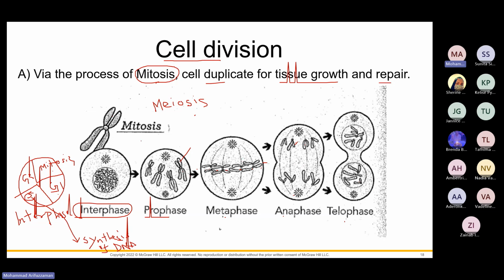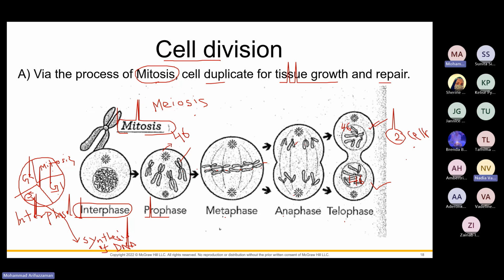So what is the end product of mitosis? What is the final product of mitosis? To produce how many cells? Two daughter cells. So one cell divides to produce two daughter cells. If we consider the chromosome number, initially the chromosome number was 46. So at the end of the mitosis, the chromosome number remains unchanged. Each cell has 46. So that is mitosis.